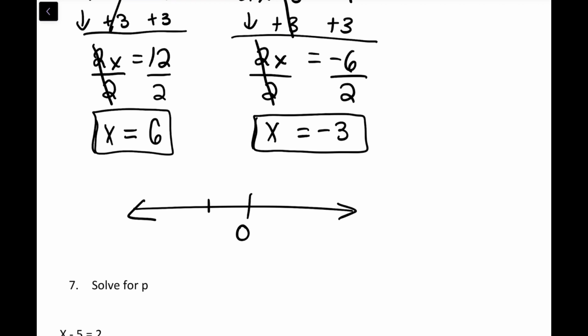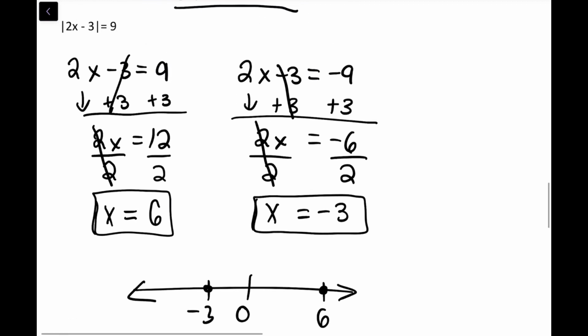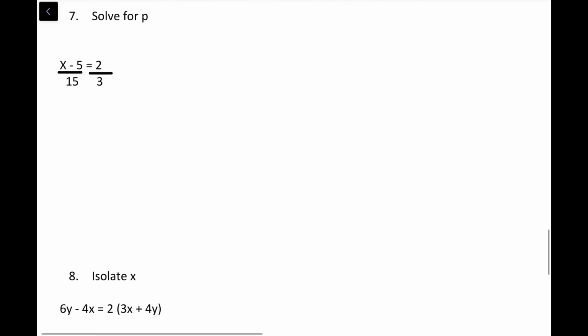So I will put 1 at negative 3 and 1 at positive 6 and put a dot on both of those. And that is the graph for my solution set here. So now here I have a proportion. I've got the quantity of x minus 5 over 15 is equal to 2/3.